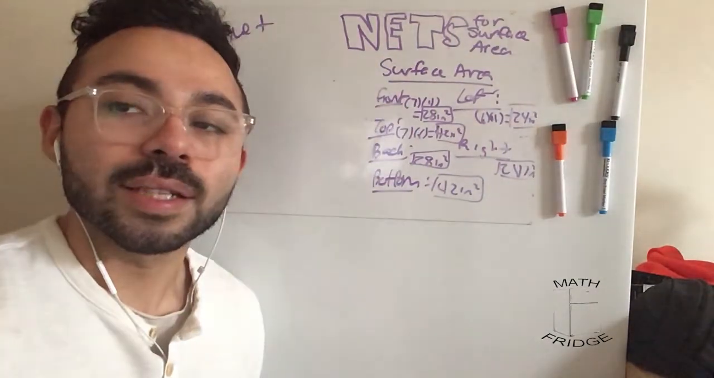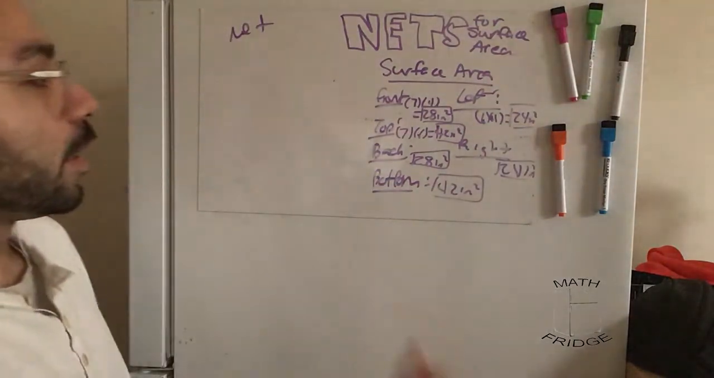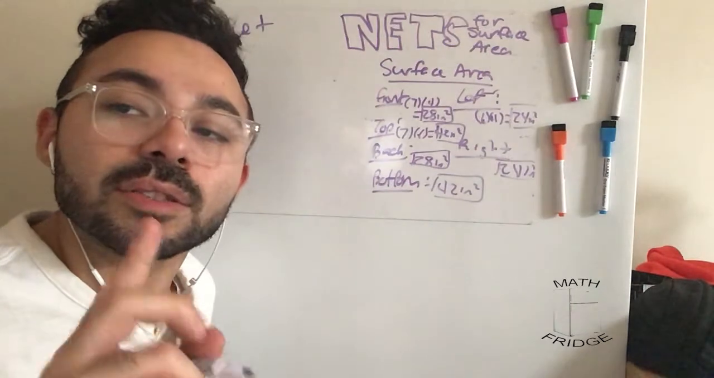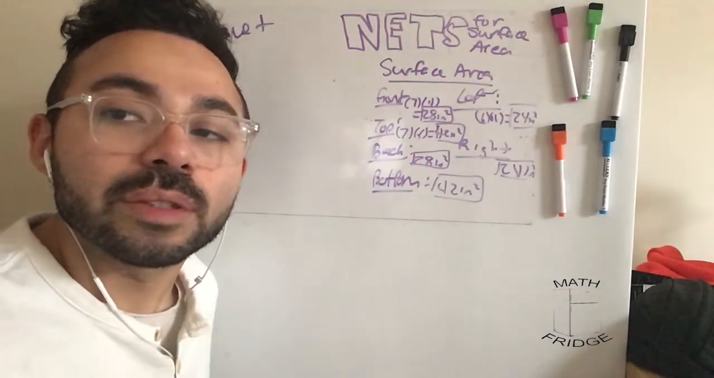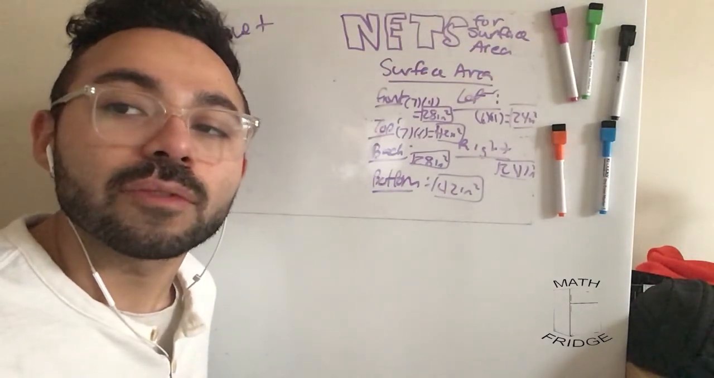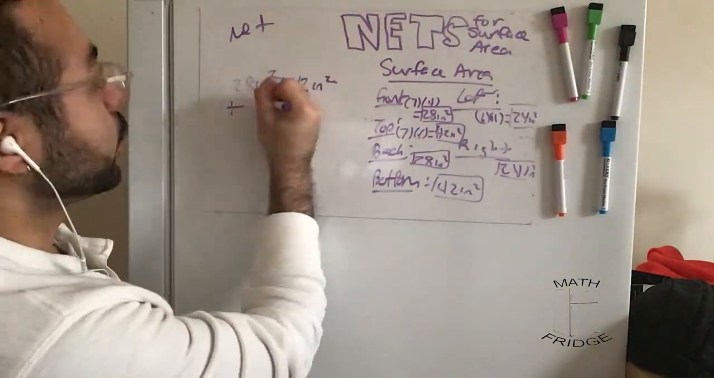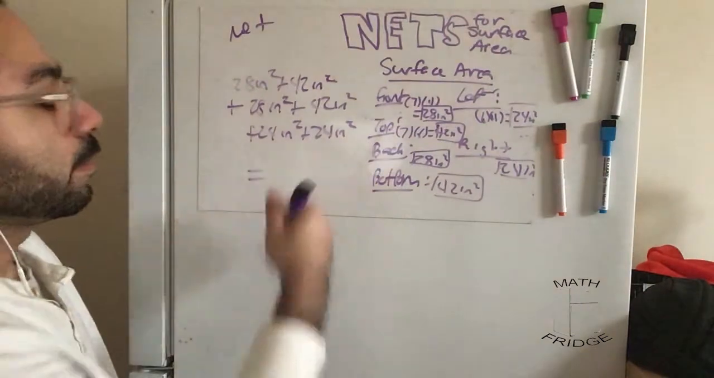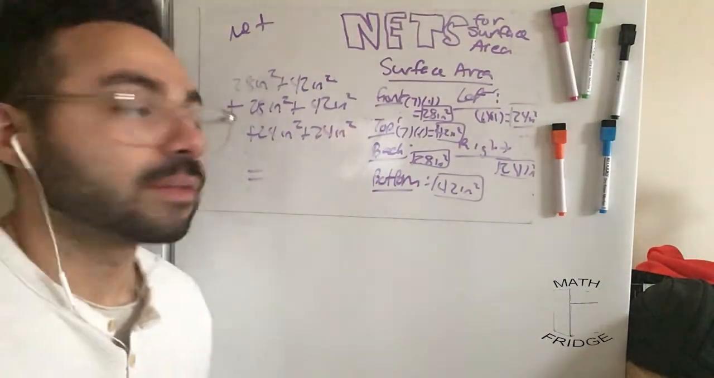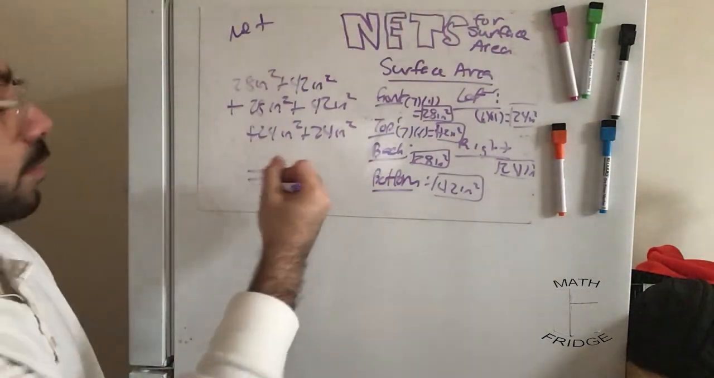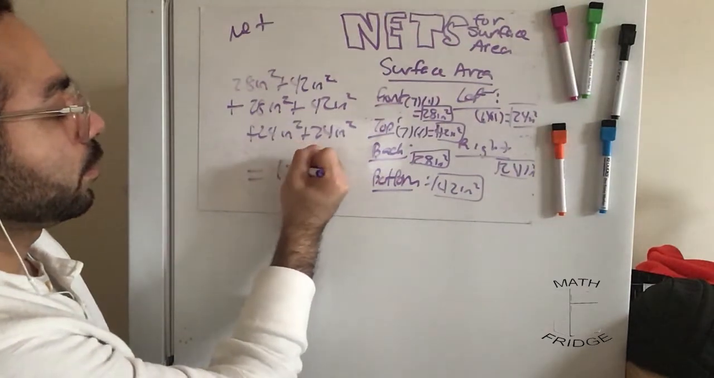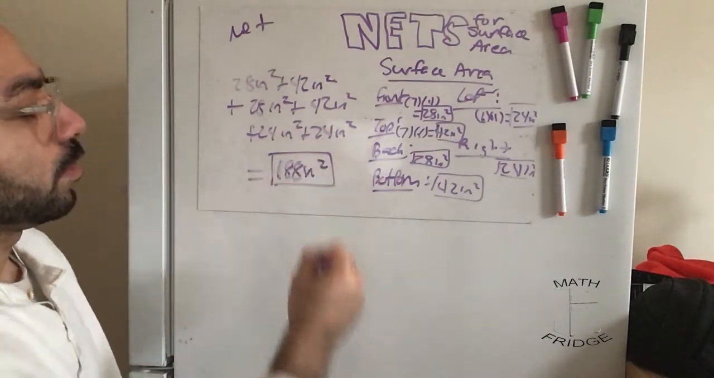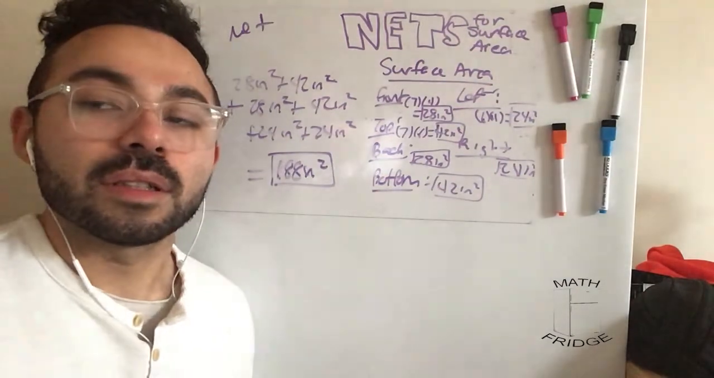Cool. All right, so now let us add up our areas, because remember the surface area is the total of all the individual areas of the faces of the prism. So my total area is 188 inches squared.